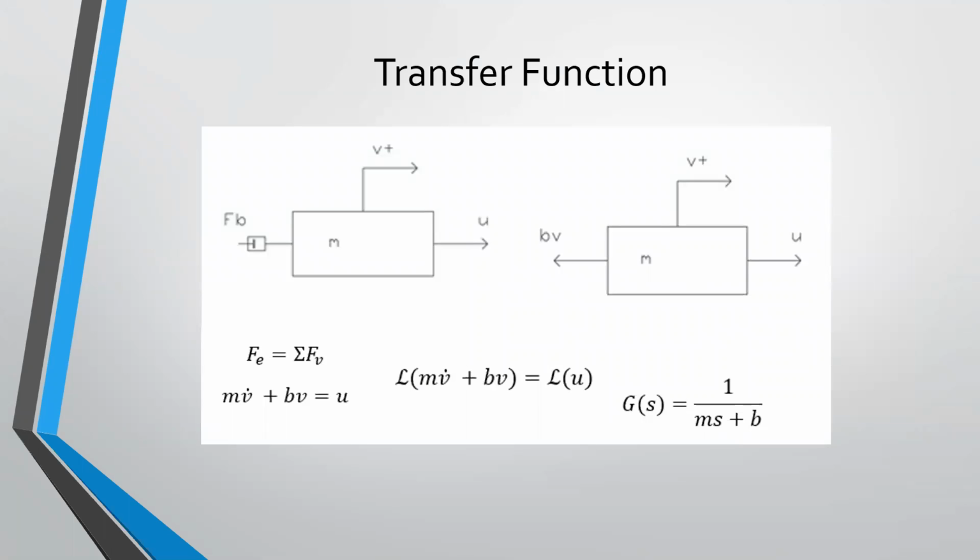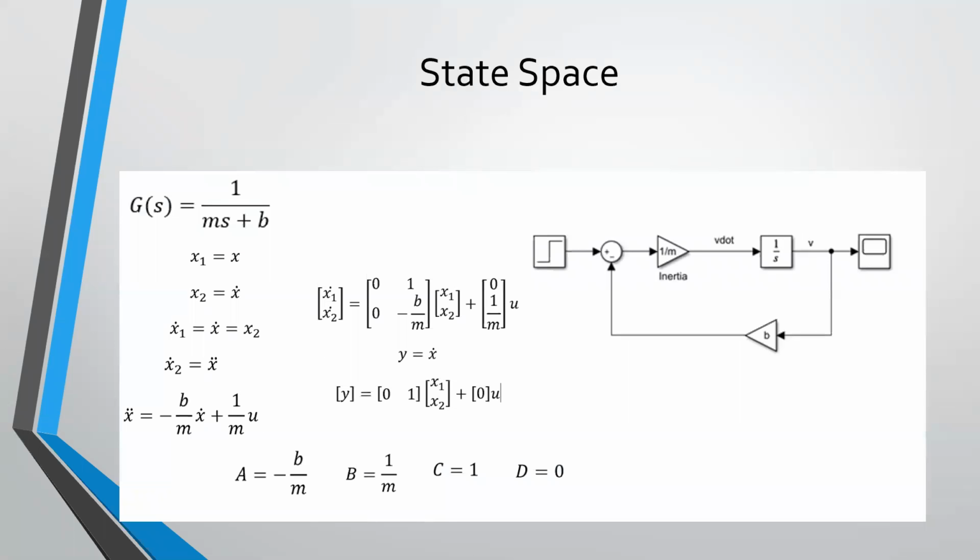The force of the engine required is equal to the force of the headwind minus the force of the vehicle plus the damping velocity of the reference speed. After taking the Laplace transform, we result in a transfer function of 1 over ms plus b. With our transfer function known, we can develop our state space matrices.